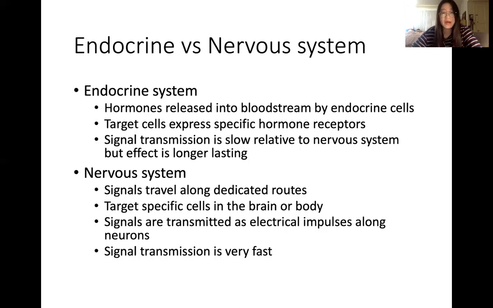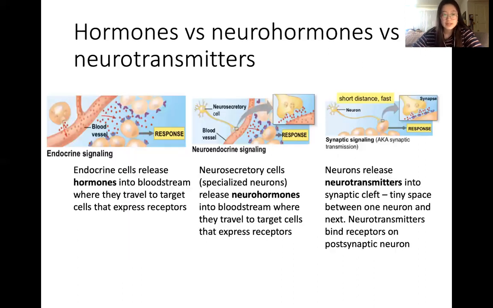Next, we're going to be talking about the endocrine and nervous systems. In the endocrine system, hormones get released into the bloodstream by endocrine cells. Target cells express specific hormone receptors, and signal transmission is slow relative to the nervous system, but the effect lasts longer. In the nervous system, signals travel along dedicated routes, target specific cells in the brain or body, and signals are transmitted as electrical impulses along neurons. The signal transmission is very fast.